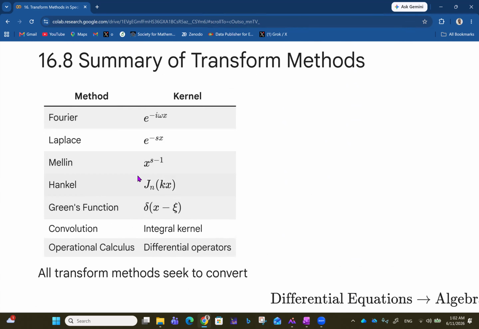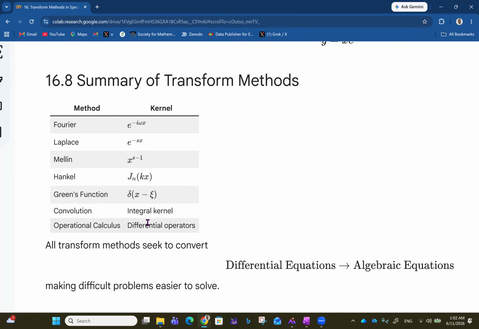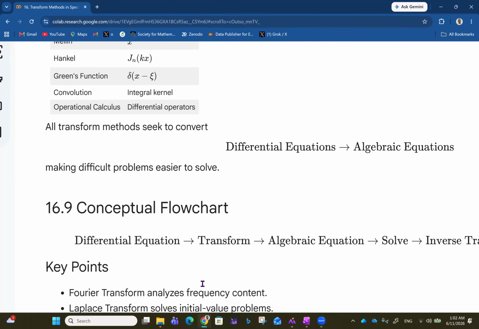For Hankel, it is J sub n of kx, just like I pointed out just now. For Green's function, it is delta of x minus epsilon minus psi. That is the Dirac delta function. Then for convolution, you have the integral kernel. For operational calculus, you have differential operators. So all transform methods seek to convert differential equations to algebraic equations, making difficult problems easier to solve.